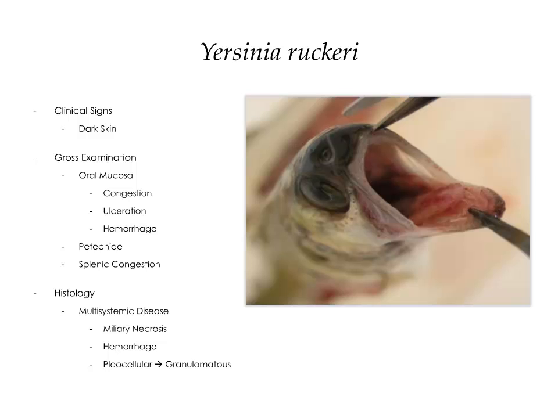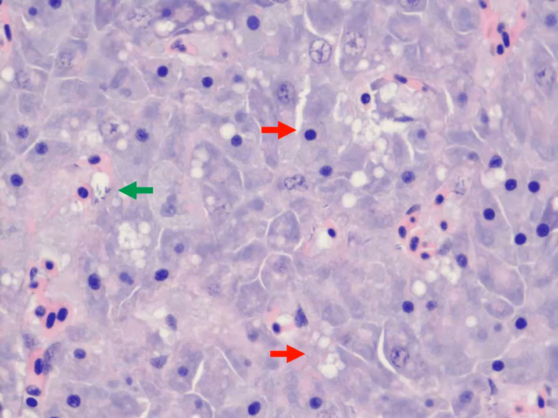Histologically, this is a multisystemic disease, with miliary necrosis in a variety of tissues. Areas of necrosis are associated with hemorrhage and pleocellular to granulomatous inflammation. Within sections of the liver, there's frequent hepatocellular vacuolar degeneration and necrosis. Examples are marked in red. This is associated with scattered aggregates of small rod-shaped bacteria, highlighted in green.